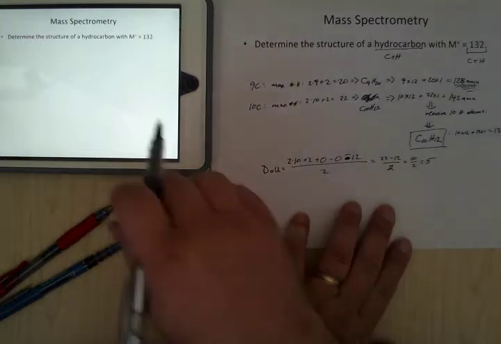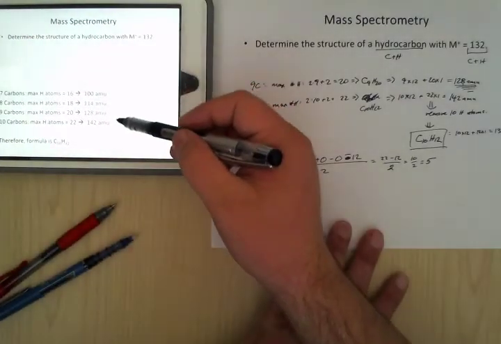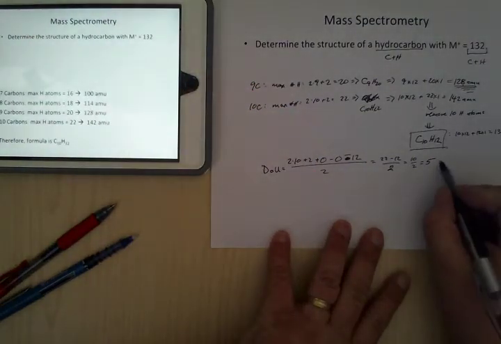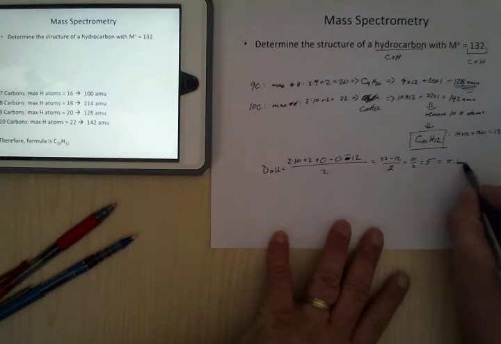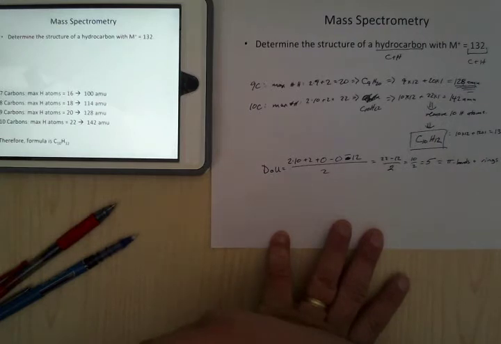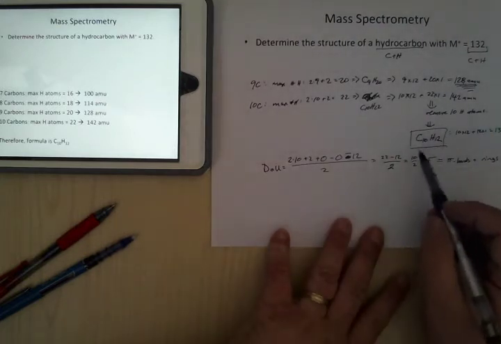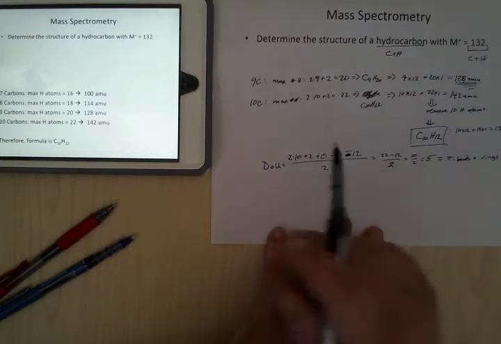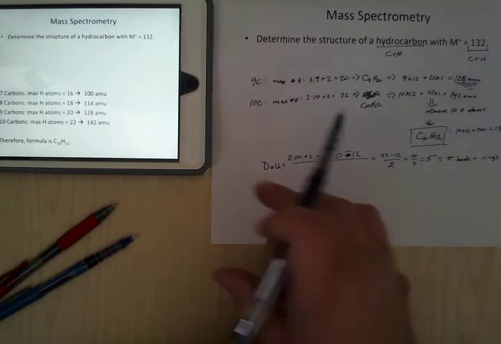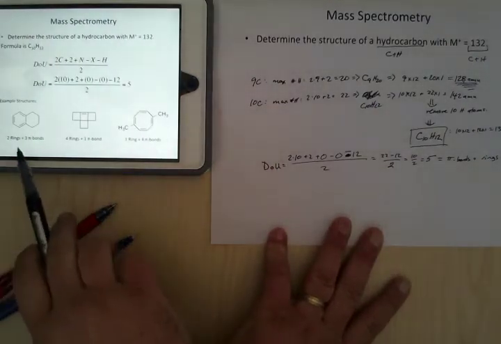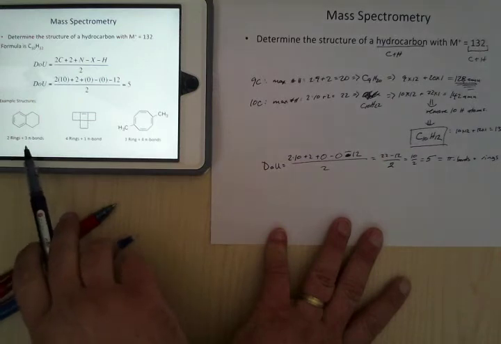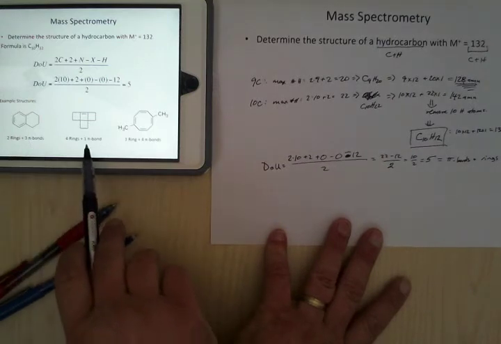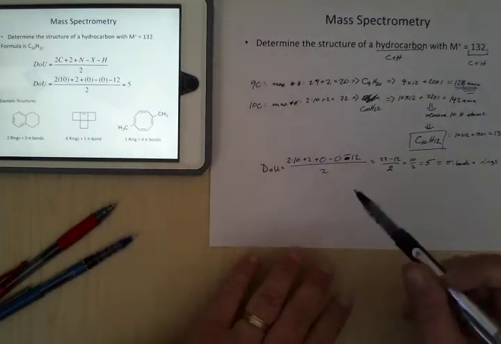I forgot to show you this: this is equal to pi bonds plus rings. That's all the information I've given you, and so all you need to do is figure out some combination of rings and pi bonds that equals 5. I haven't given you any other information, so you can do whatever you want. You could do 2 rings and 3 pi bonds, 4 rings and 1 pi bond, 1 ring and 4 pi bonds.